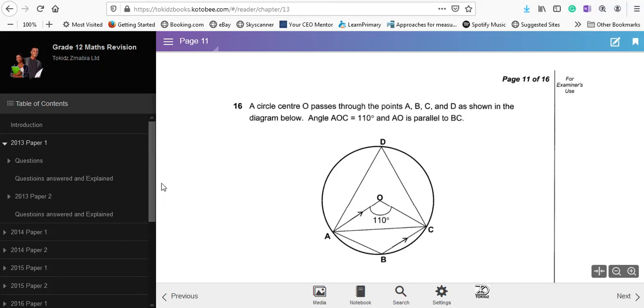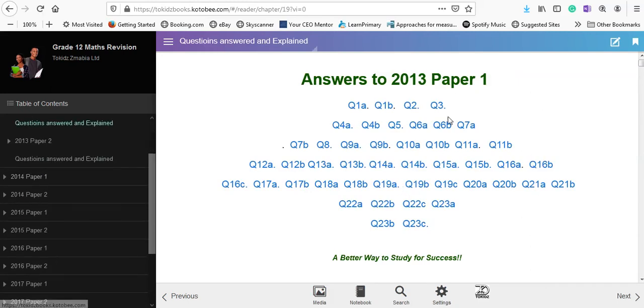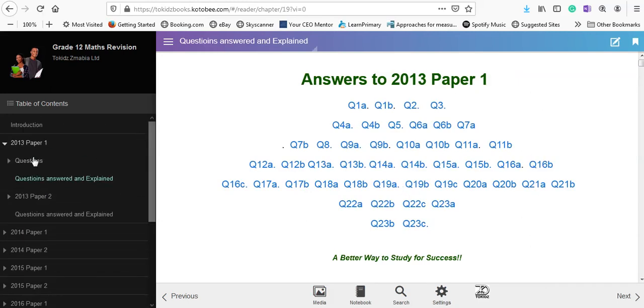And then the other wonderful thing that we've got here is not just past papers, because past papers we can get and we can buy them. But here we've got what we're calling questions answered and explained. Let's just click on that and see. As you are answering the past papers, you look at the question, you answer it on a piece of paper, and then you can go to the answers to check whether you've got it correct or not.